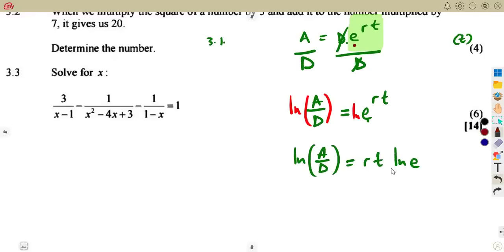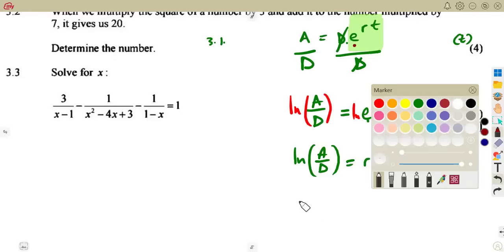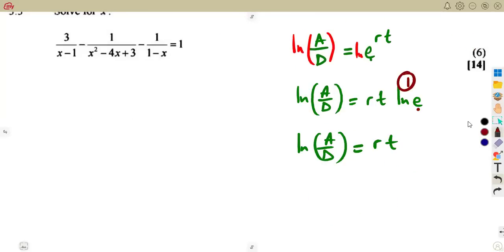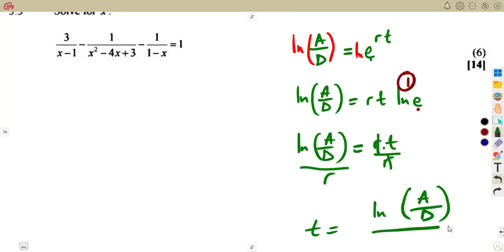When we have this, it is important to note that it's equivalent to 1. So it simply means you're going to have the ln of A over D is equal to RT, since the ln E is 1. What is it that we want to make the subject? It is T. And there we've got a product. R is multiplying, so what are you going to do? Simply divide. So we divide by R both sides. So that was going to cancel. So T is equal to the ln of A over D, over R, like that.